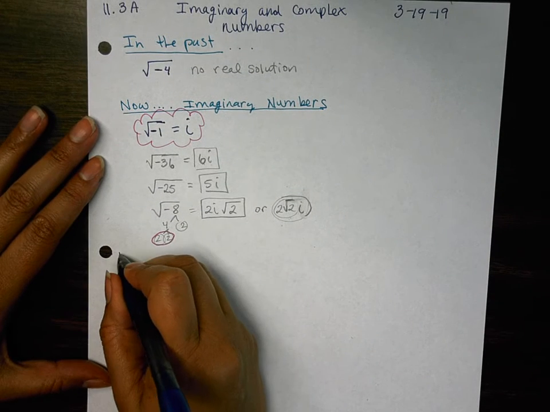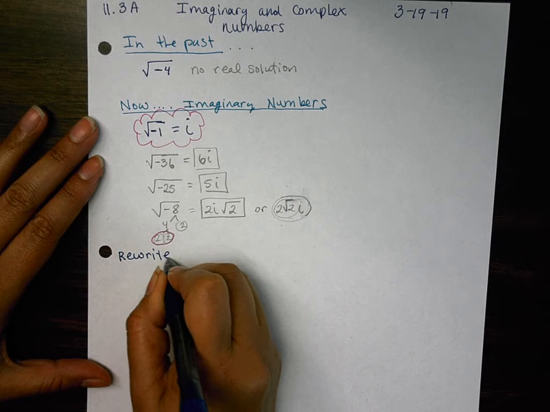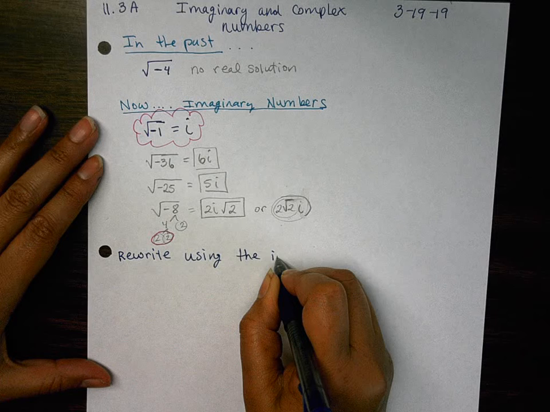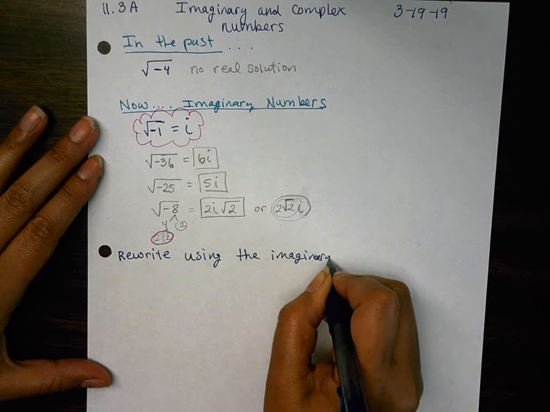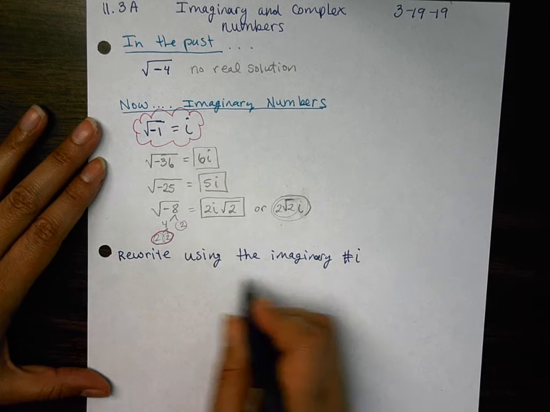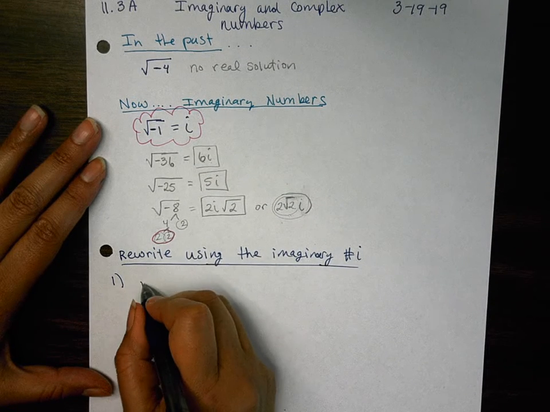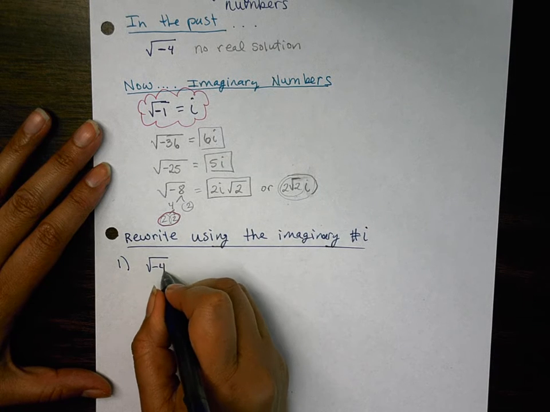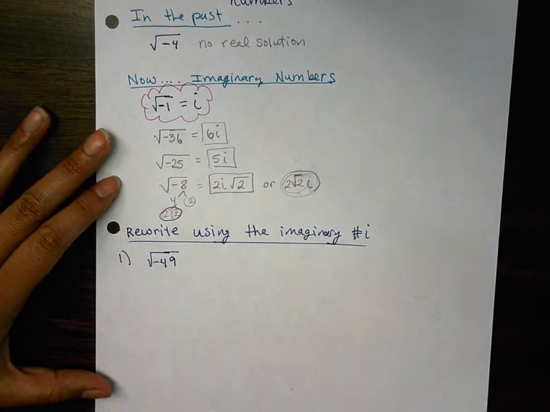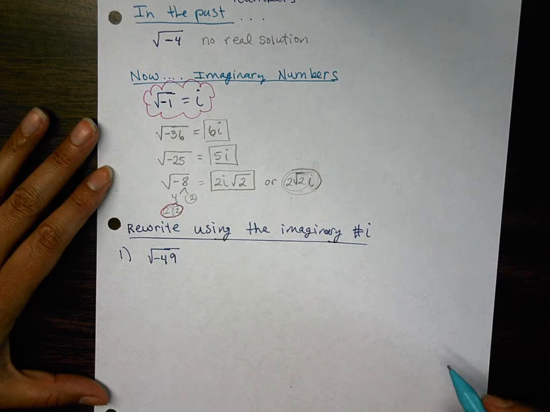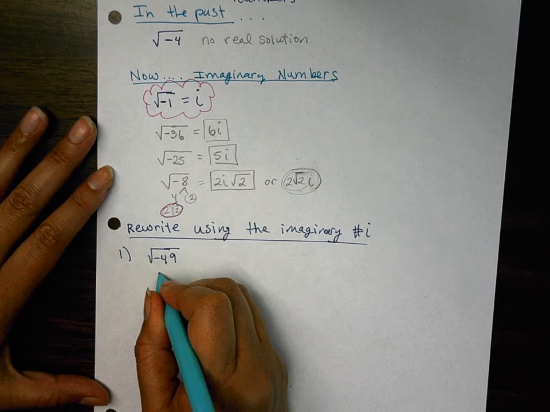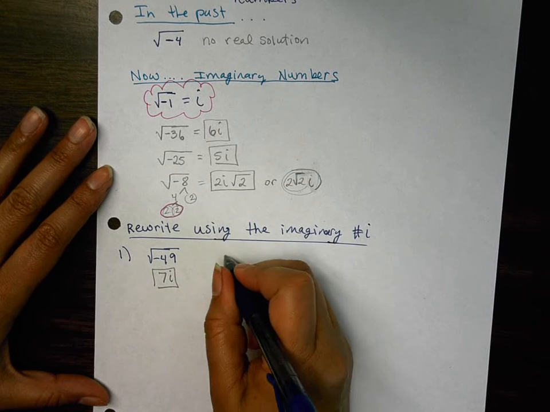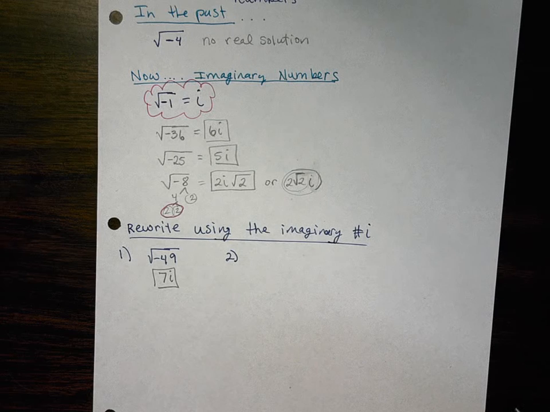Next piece, we're going to rewrite using the imaginary number i. Number 1, square root of negative 49. That one's easy because it's a perfect square. What's the answer? Does everyone agree it's 7i? Okay, no plus or minus because we're not square rooting both sides. The square root was given to us.